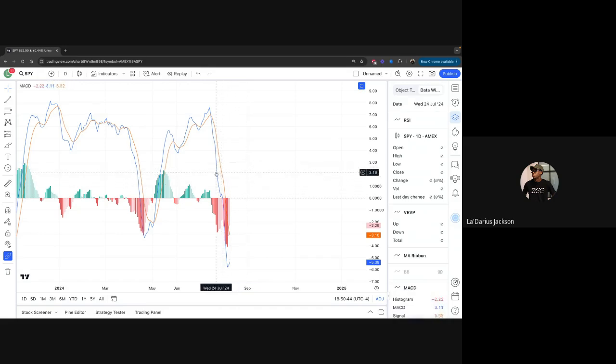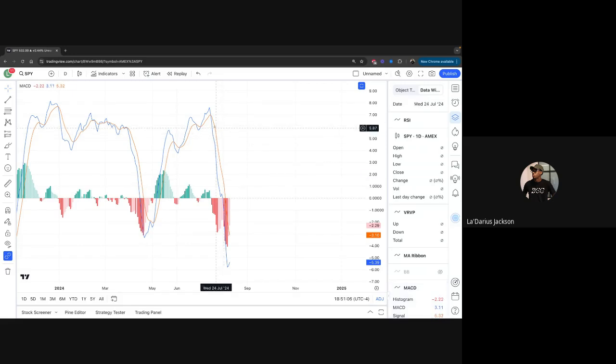So you have two lines, and then you also have the histogram. I'll explain the histogram in a second, but you have these two lines here. You have a red and a blue line. The red line represents selling pressure. The way the MACD works is that whatever line is on top, on the farthest right-hand side of your screen, that's going to be the dominant pressure being applied to the stock.